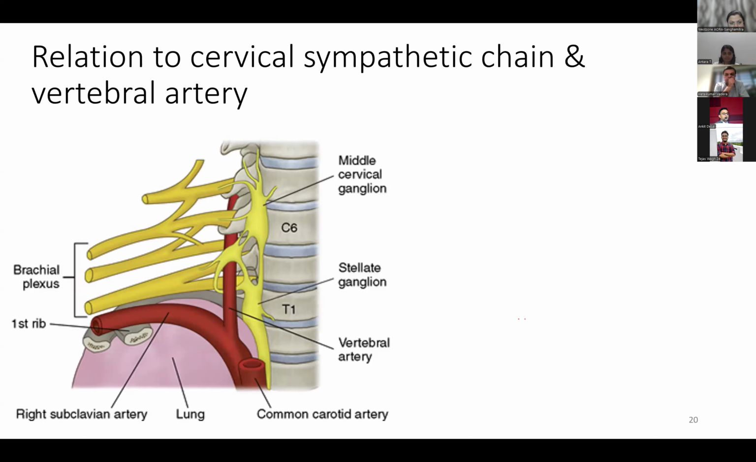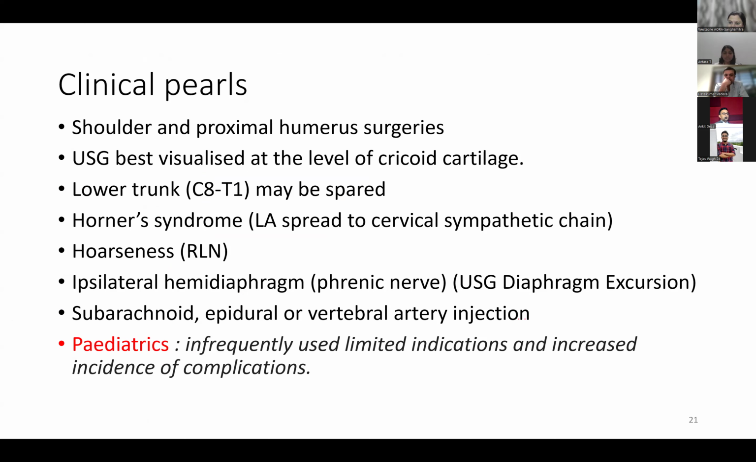This is the relation of the brachial plexus nerve roots to the cervical sympathetic chain and the vertebral artery. So if local anesthesia spreads towards the cervical sympathetic chain, we can have Horner's syndrome, while there are very high chances of an intravascular injection of the local anesthesia because of its close proximity to the vertebral artery.